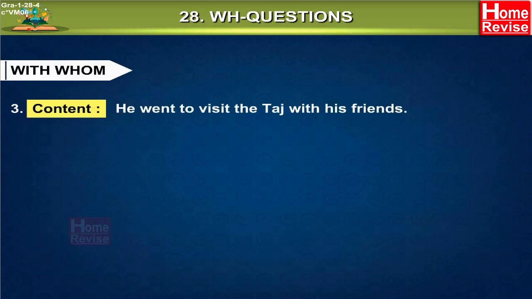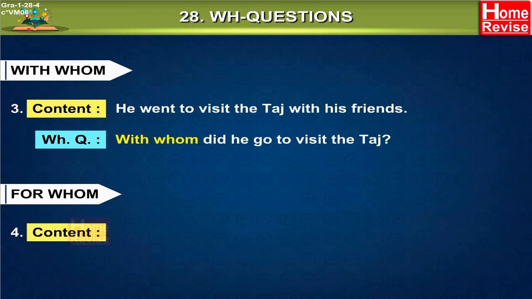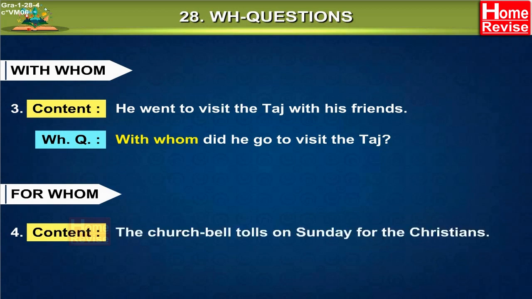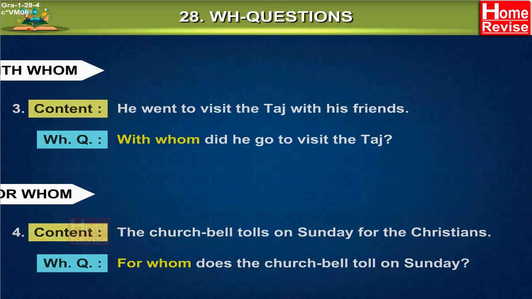With whom? 3. Content: He went to visit the Taj with his friends. WH question: With whom did he go to visit the Taj? For whom? 4. Content: The church bell tolls on Sunday for the Christians. WH question: For whom does the church bell toll on Sunday?